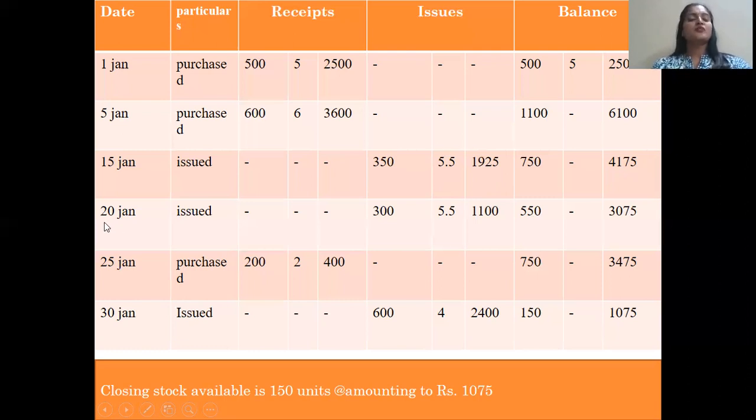Next, let us move on to the 20th Jan. Even on 20th Jan, we have issued. How many units have we issued? 300 units we have issued. How much quantity of materials do we have? Only 2 quantities of the materials we have, one at 5 and another at 6.